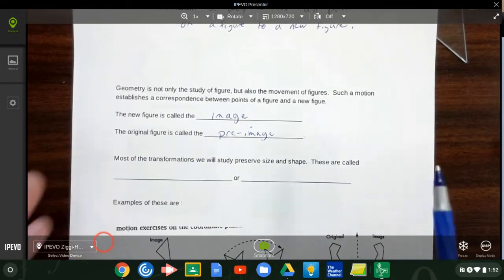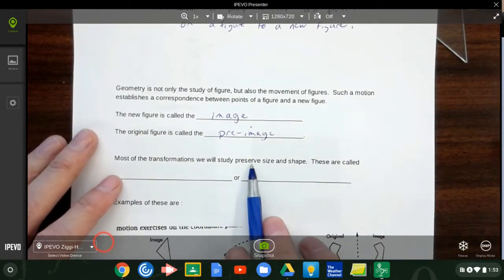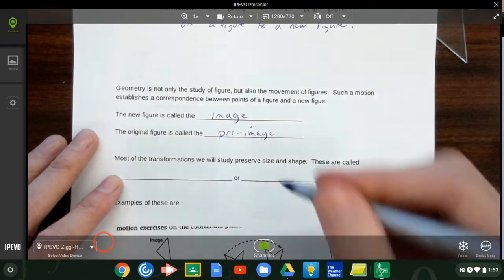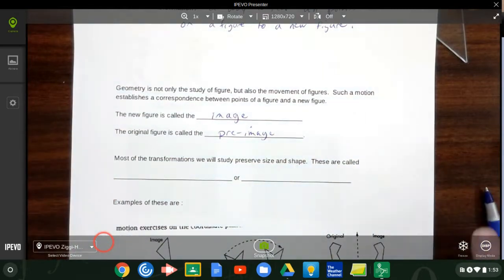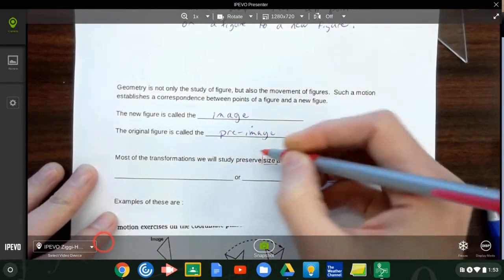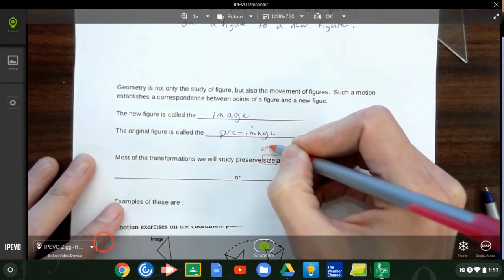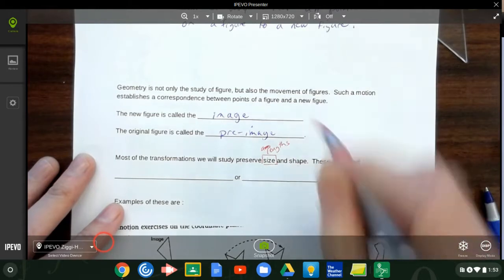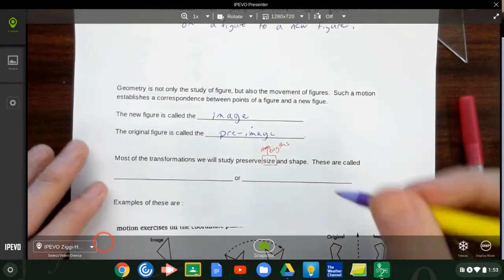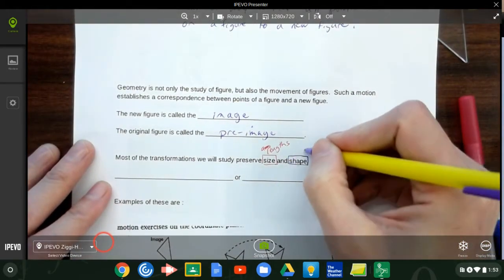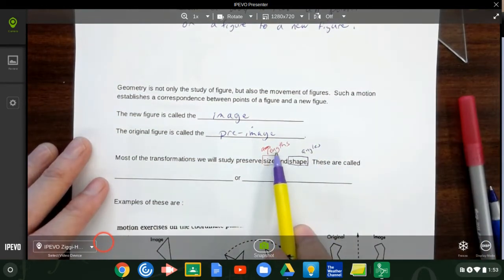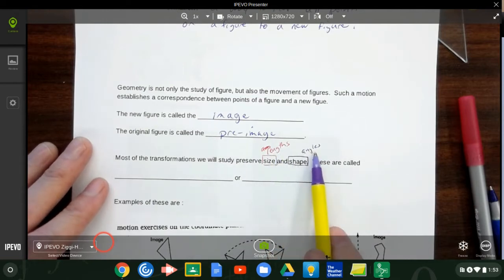Most of the transformations we're going to study are going to preserve shape and size. What that means is preserve, they keep. So they keep the size and they keep the shape. Now in mathematics, when we refer to size, we're really referring to the lengths. Okay, so size refers to the lengths of things. Shape refers to the angles. Okay, so preserving the size of things means all the lengths stay the same. Preserving the shapes of things means all the angles stay the same.